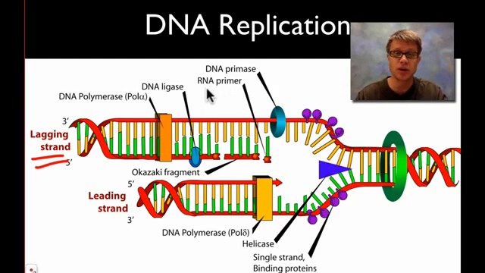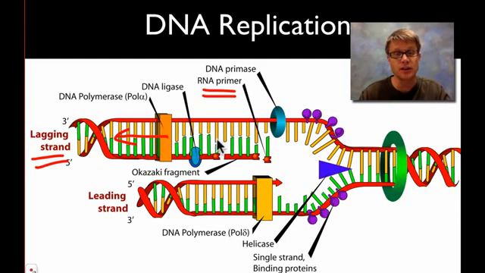First thing that we have to do is we have to put down a primer. And so there's going to be RNA primase, and primase is going to add down a primer. A primer is just one little bit of RNA. So we'll add a little bit of an RNA first. And after we've added that RNA primer, then DNA polymerase can go in this direction.